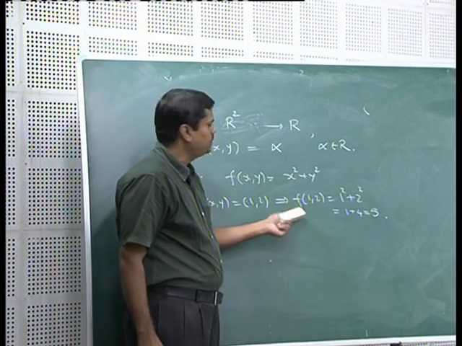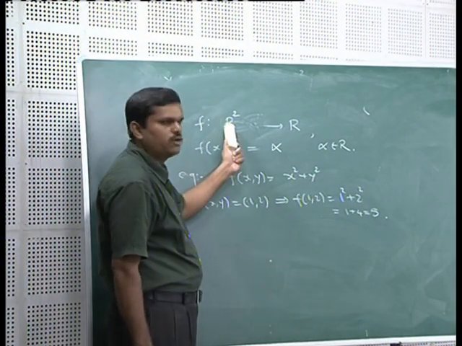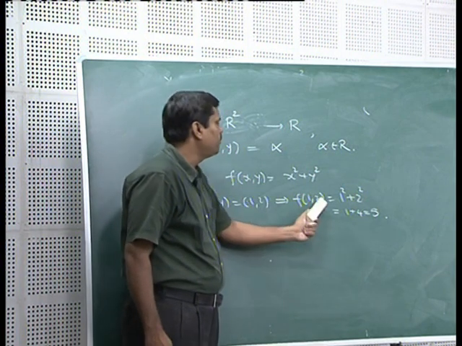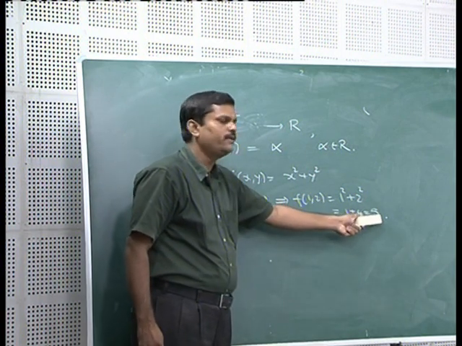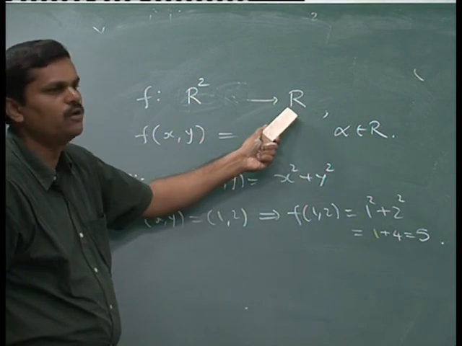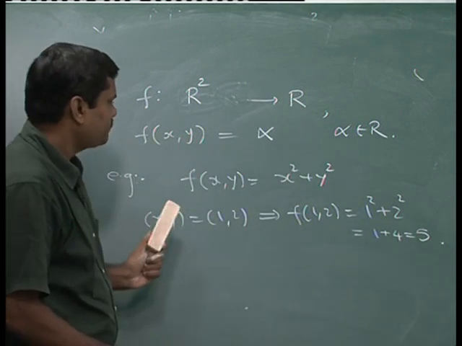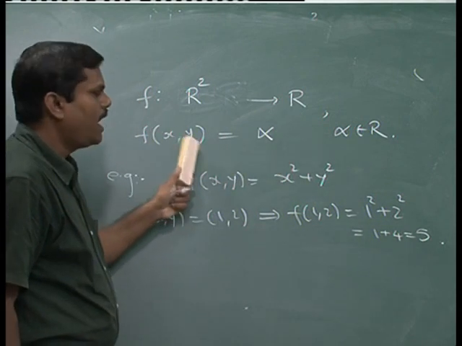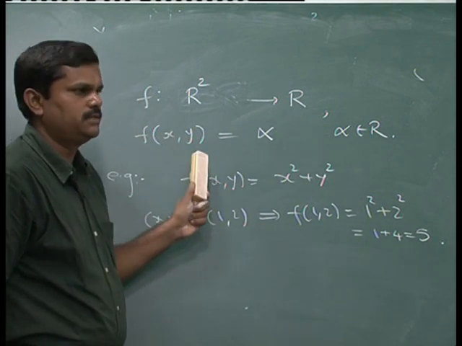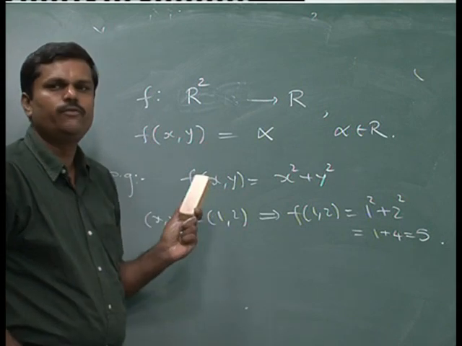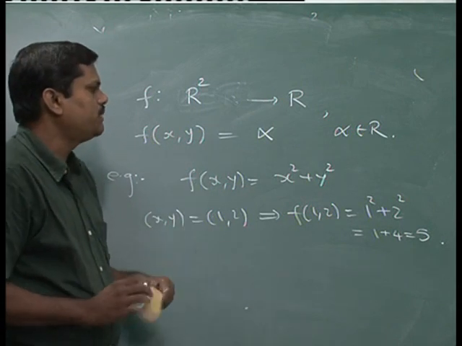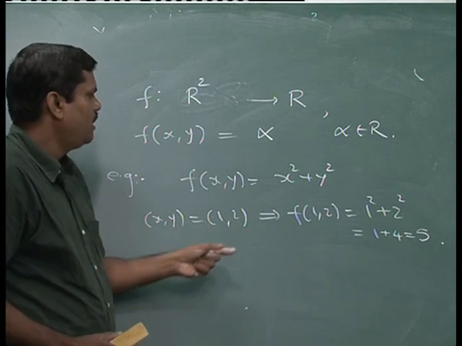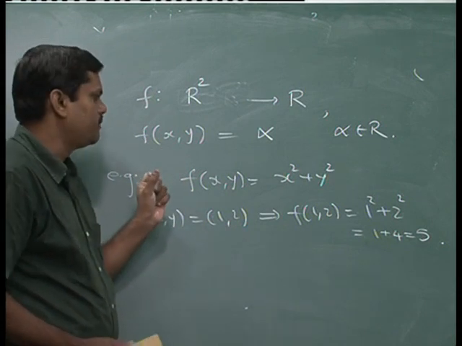So, for this ordered pair (1, 2) in this domain R2, you are getting the value of the function 5. What is 5? 5 is a real number which is in the codomain. So, this function is a real valued function having two arguments. So, it is called a function of two variables. So, we are going to discuss all the concepts of limit, continuity, differentiation about the functions of two variables.